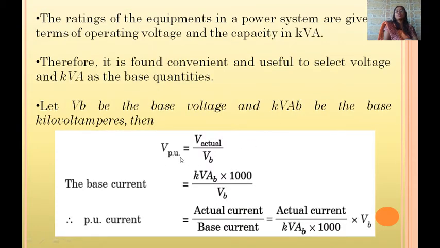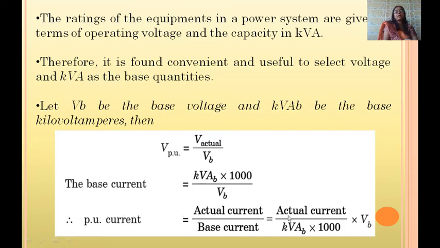So voltage per unit is equal to V actual upon V base. The base current can be found out as follows: we have selected two quantities as the base quantities, capacity and voltage. So kVA base into 1000 divided by V base will give you base current. Okay, so per unit current can be found out by actual current upon base current.